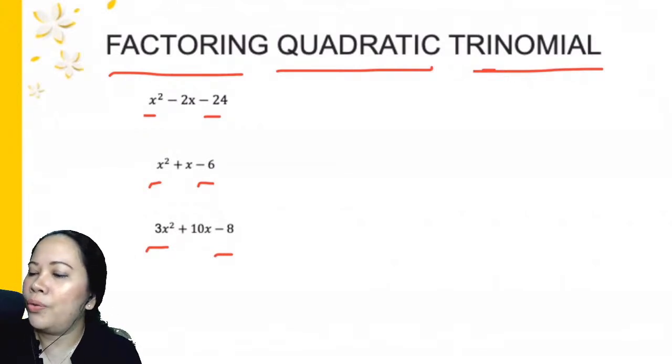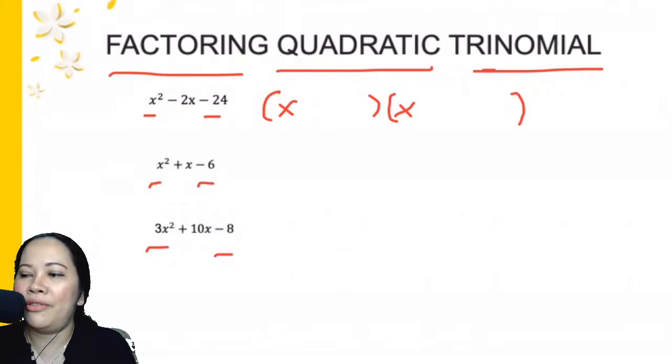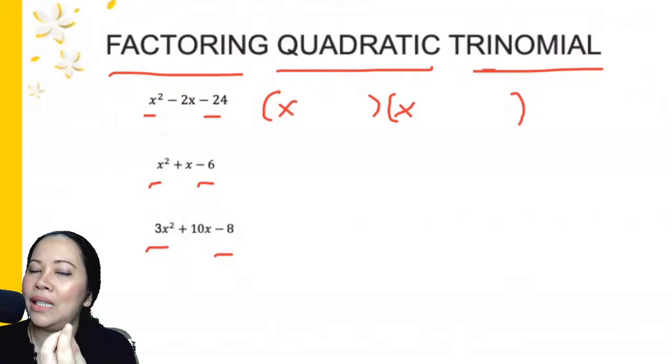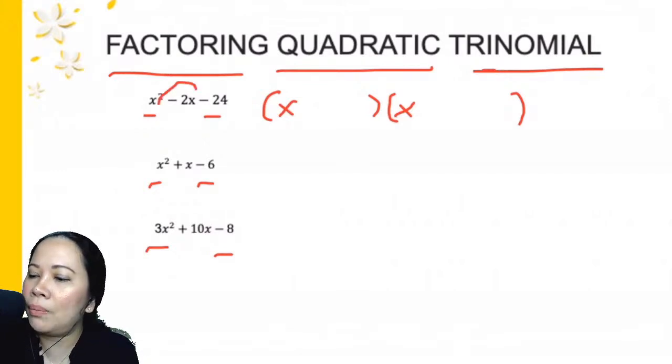When you do factoring, find the factors of your first and your last. So, first here is x squared. Therefore, the factors of x squared is x times x. And then the last term. Now, this is where the tricky part is. What are the factors of negative 24 that, when you add them, will give you the middle term?